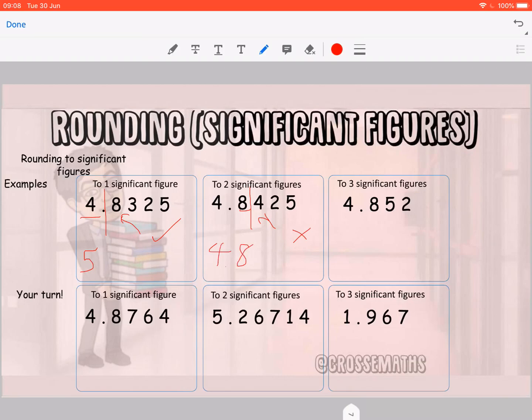Next one, 3 significant figures. I count across 1, 2, 3. Draw my line in. 5 is the number I'm going to be rounding. Is that 5 or more? No, it's not. So I'm going to keep the 5 where it is, and I'm going to chop everything off, leaving 4.85. Okay, so it's the same technique, but you've got to always be counting from the left with significant figures. So you're counting the numbers, not from the decimal point. Pause the video, guys. Have a go at the ones at the bottom.